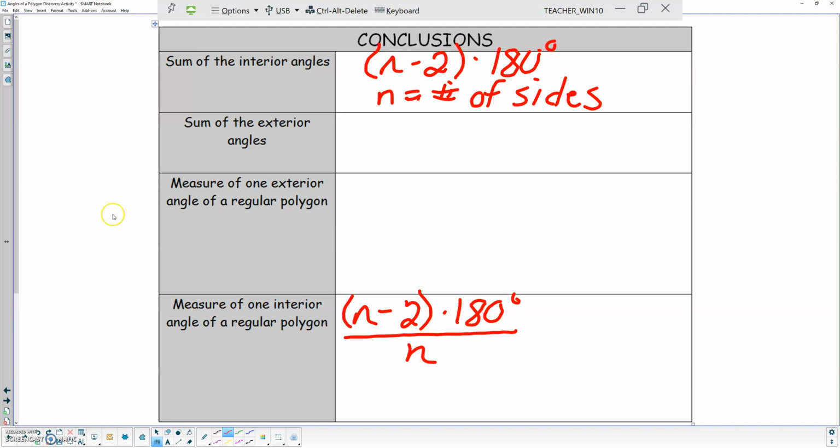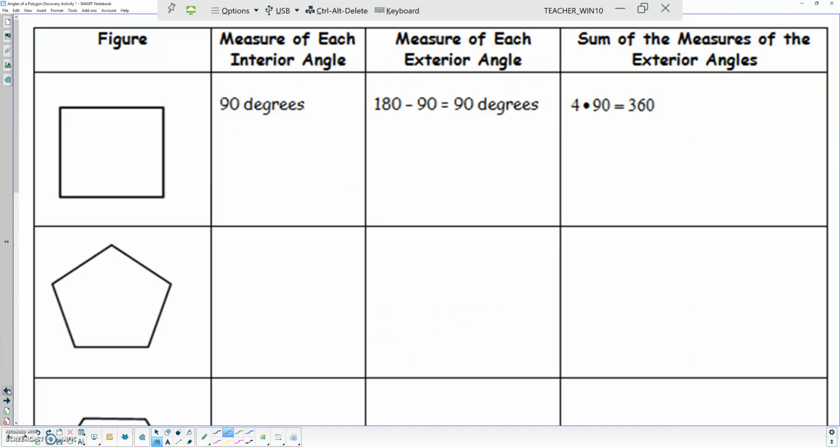Okay. All right, now we're going to take a look back at the second page of this handout. Okay, so in the second page, here we want to find the exterior angle, okay? So we know that the exterior angle is formed by extending any side of the polygon.